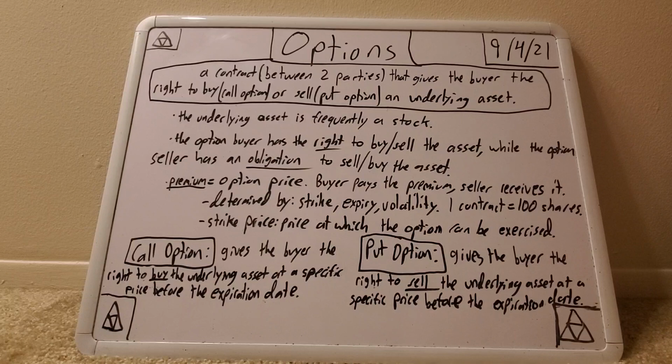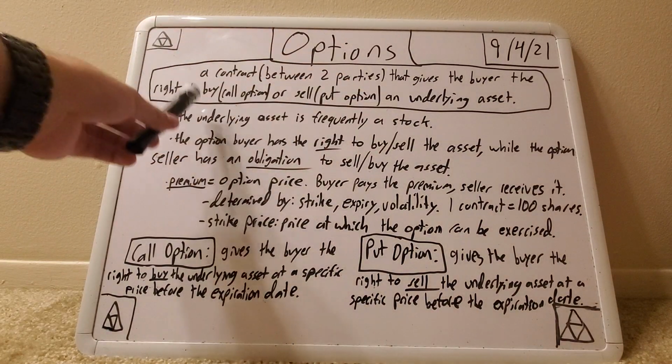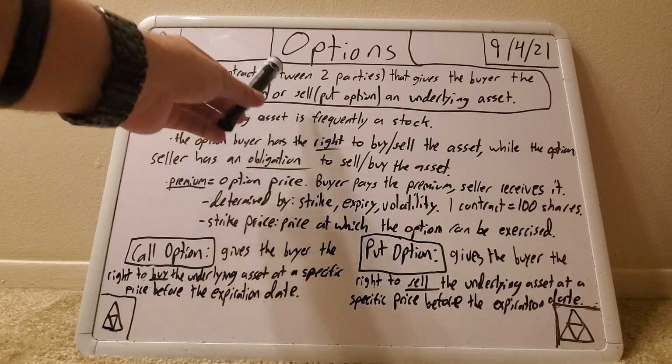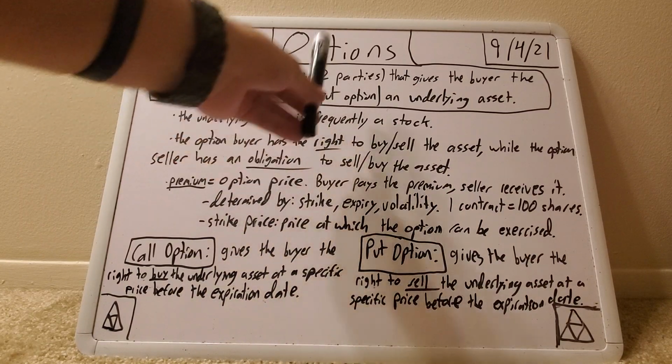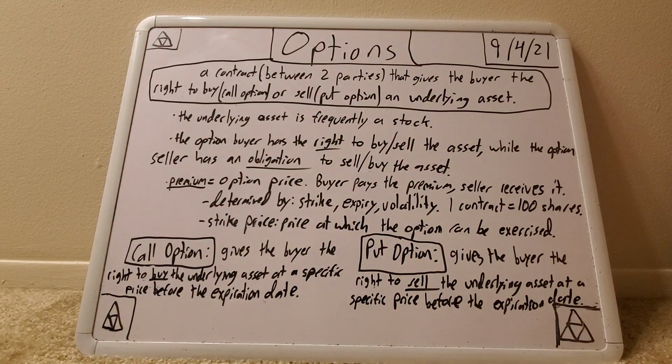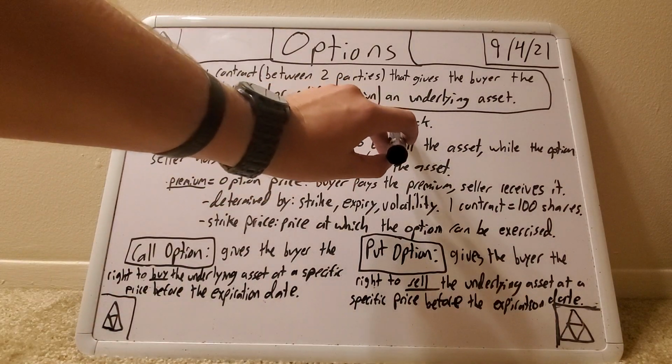So basically an option contract is between two parties and it gives the buyer the right to buy, which is a call option, or sell, which is a put option, an underlying asset. What this means is an underlying asset is basically what the contract refers to. In every options contract, there has to be a specified asset that gives the buyer the right to buy or sell, and that's what the underlying asset is going to be. But usually, the underlying asset is going to be a specific stock.